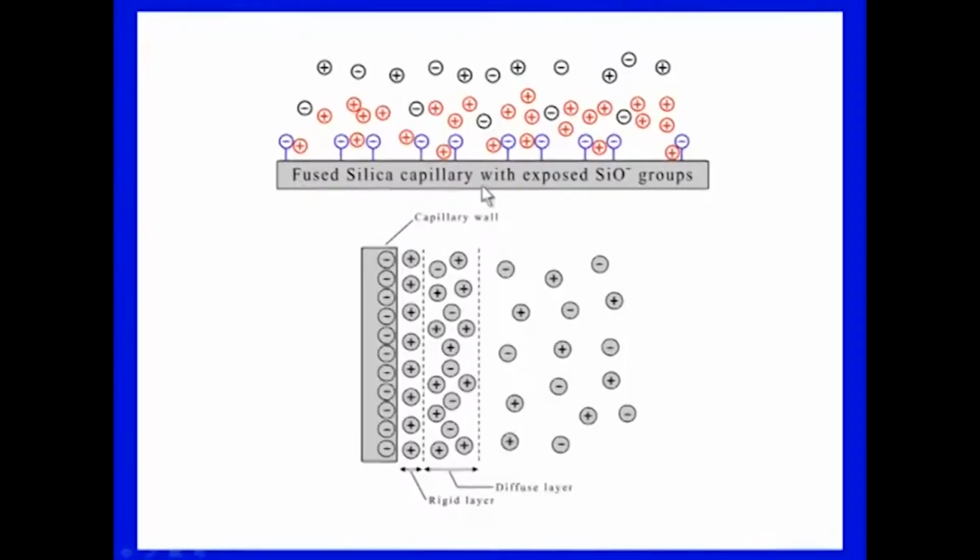So, what is happening here is, you can see there is a fused silica capillary tube, it carries a negative charge, and the negative charge will increase as the pH increases.